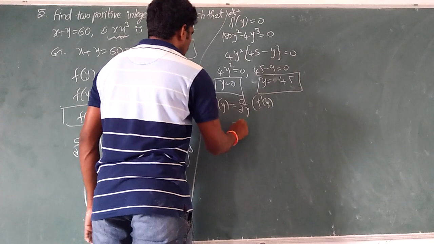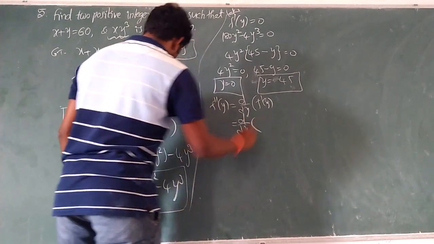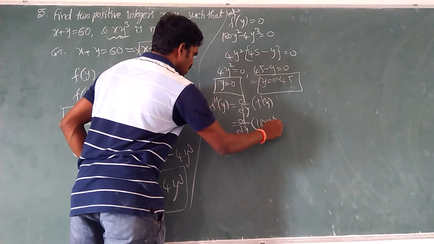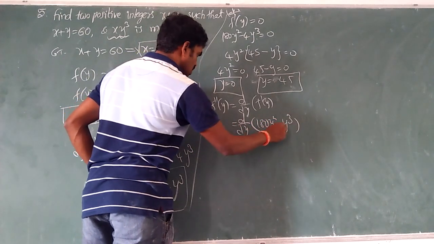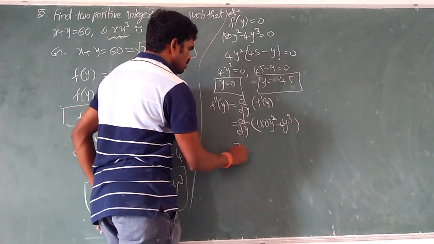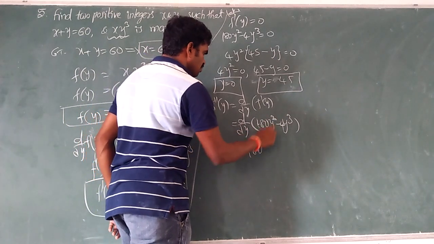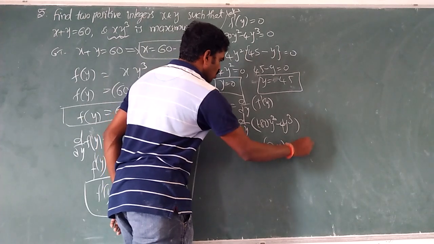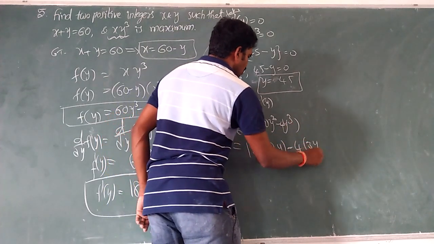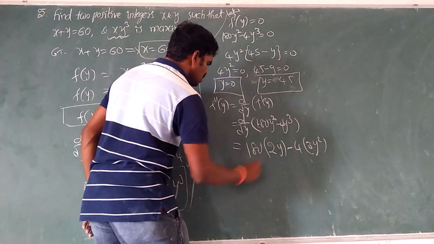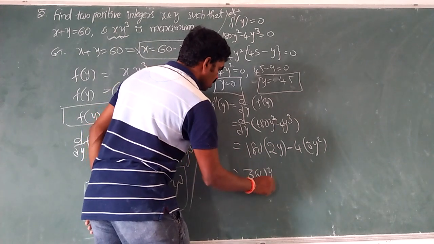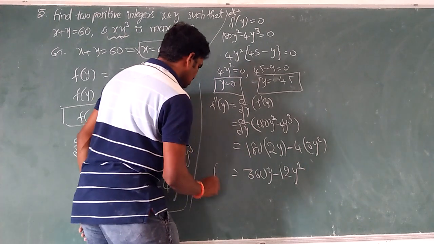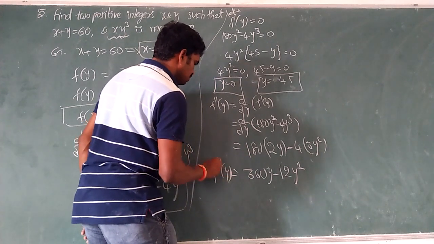To get f double dash of y, take the derivative of f dash of y. What is f dash of y? Actually that is 180 y square minus, sorry, 4y cube. So 180 is constant, y square derivative is 2 into y, minus 4, y cube derivative is 3 into y square. So 180 into 2 is 360 y, minus 4 3s are 12 y square. So this is f double dash of y.